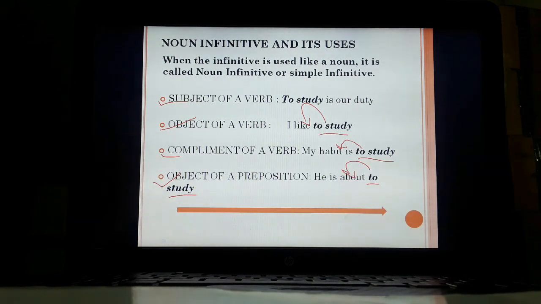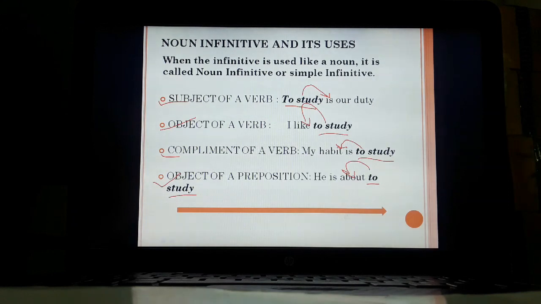So once again I am repeating. The first is subject of a verb. As in the first sentence we can see to study. To study is a noun infinitive and it is the subject to the verb is. In the second case, object of a verb. I like to study. So here to study is the object to the verb like.